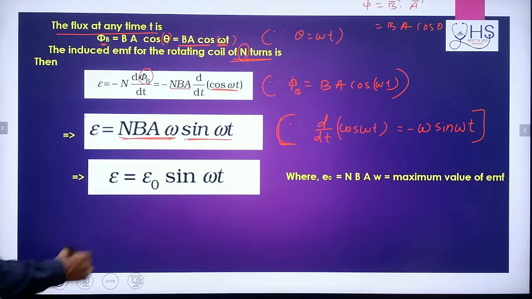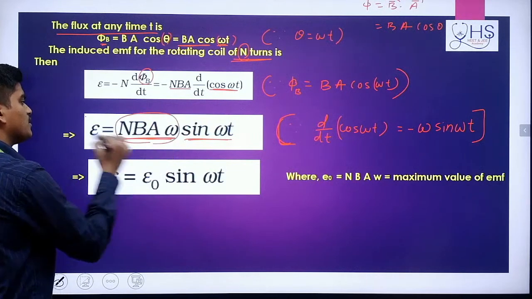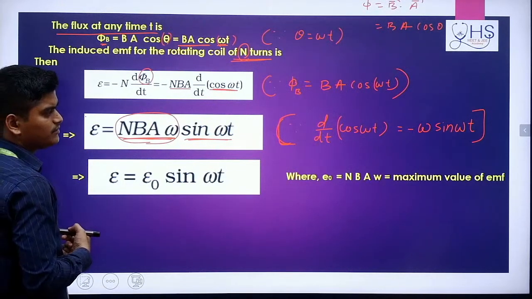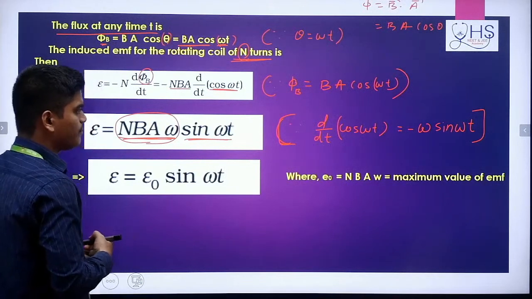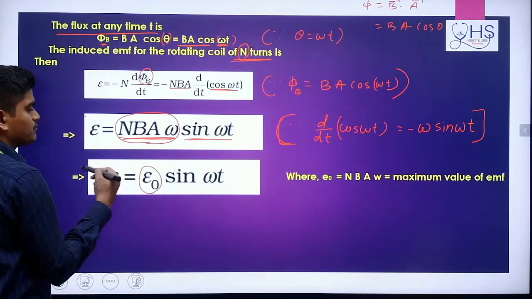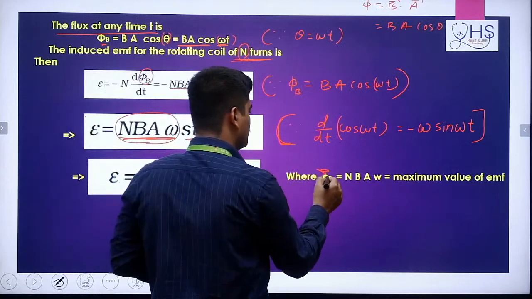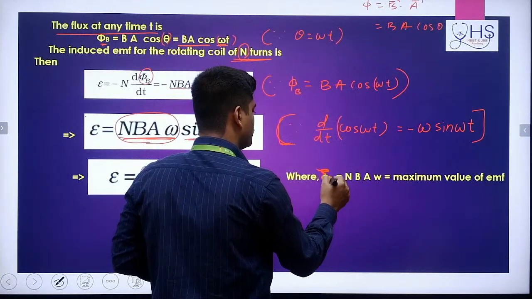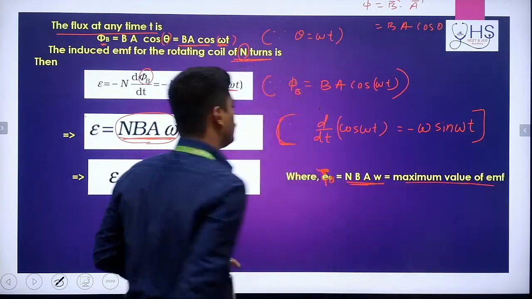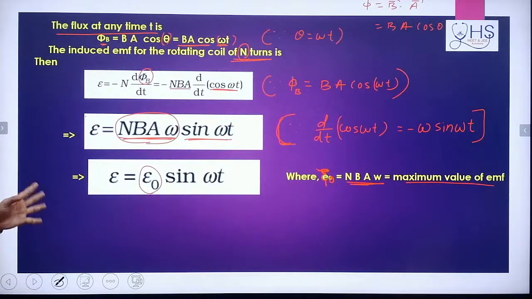And here you consider this NBA omega as E naught. This E naught is NBA omega, which is the maximum value of EMF. Within 3 lines, you got your alternating voltage.